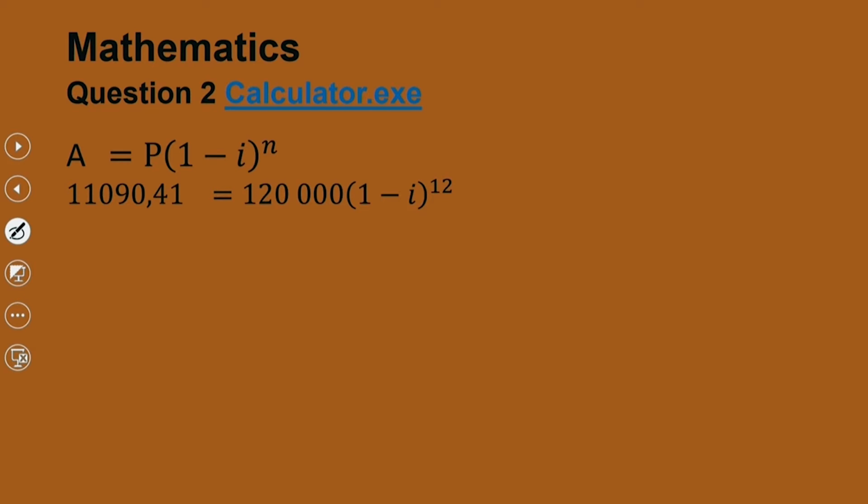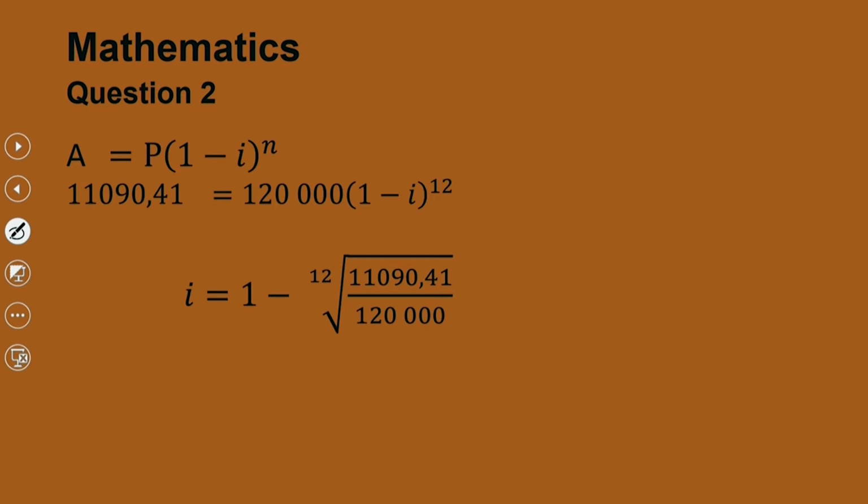Now we can take this information to answer the question. Now what do we do? First of all, what is the value of A? We found the value of A to be equal to 11,090.41. Are we together? We substitute. What is the value of P? It is 120,000 rands. Then open bracket, 1 minus I. But we do not have the value of I, right? It is the one that we must find. It is the unknown. And then to the power of N, N being equal to 12.